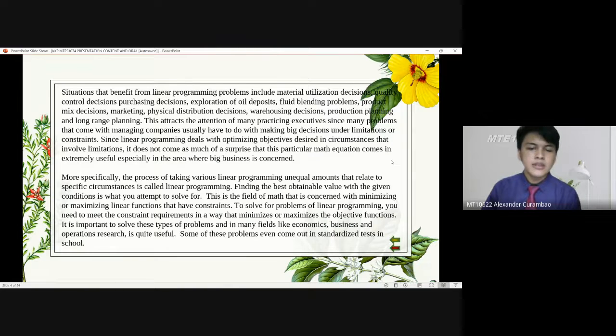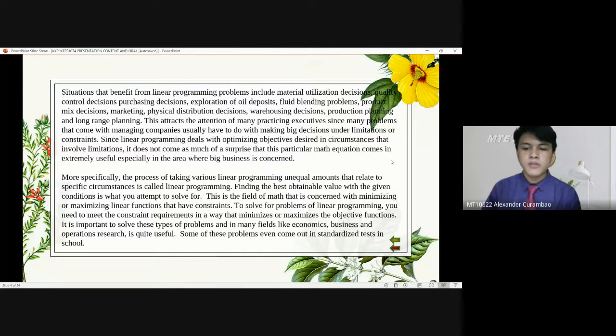Since linear programming deals with optimizing an objective under circumstances that involve limitations, it does not come as much of a surprise that this particular math technique is extremely useful, especially in the area where big business is concerned. More specifically, the process of taking various unequal amounts that relate to specific circumstances is called linear programming.